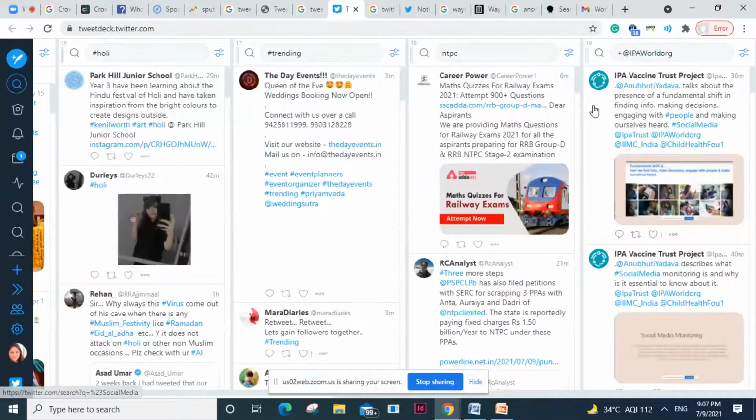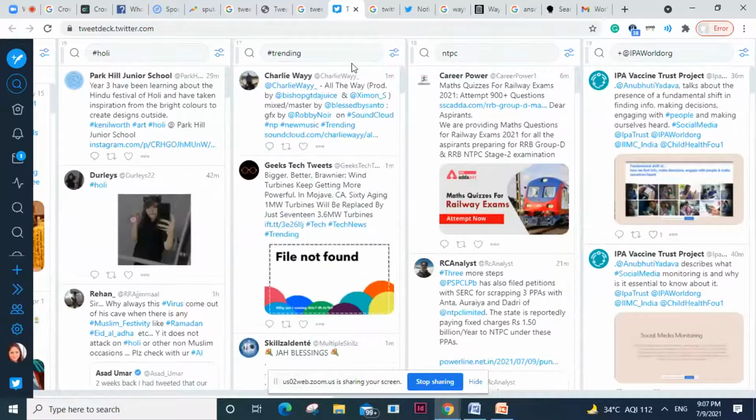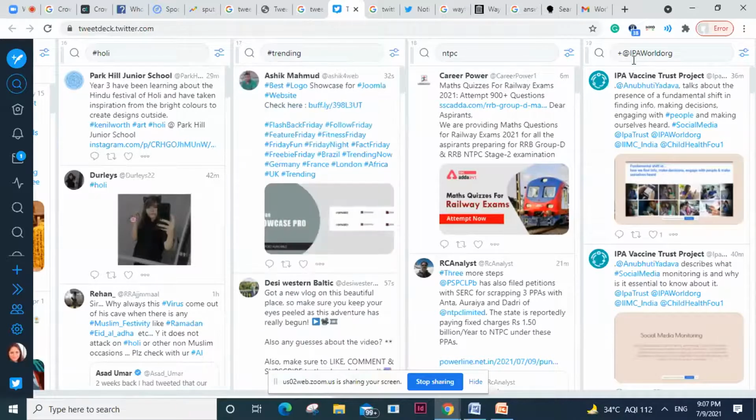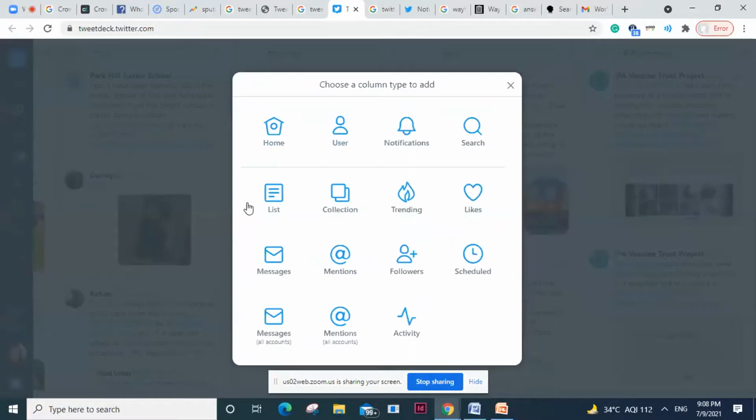This is TweetDeck, right? Say for example, I typed these search queries, these hashtags. I typed this one, hashtag IPA World Organization, and now we can see all these things coming. You know what is happening on Twitter right now. So this is how you can search on Twitter what exactly people are talking about related to this search query, and you can keep on adding columns, whatever you want. You can add a user, one particular user. You can add followers, what your followers are talking about. So these are the different columns that can be added here.